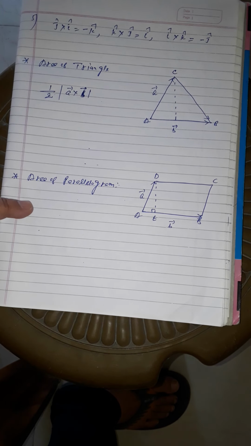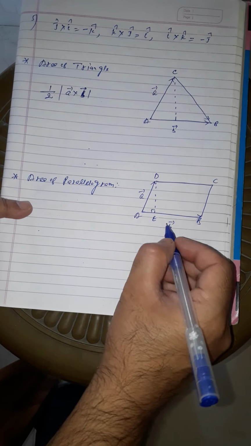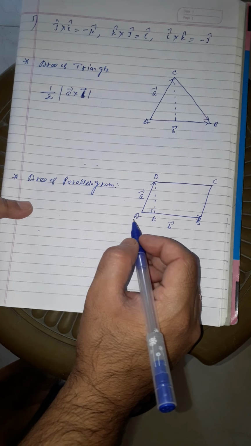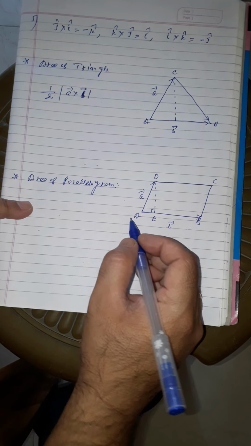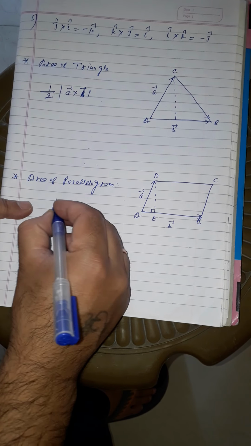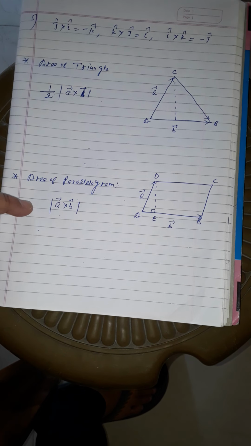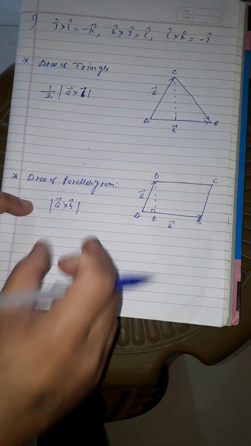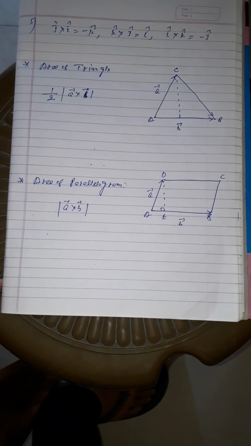Now the next one is the area of the parallelogram. If a and b represent the adjacent sides of the parallelogram, then the area of the parallelogram will be given as the magnitude of a cross b. This is the way, students, by which we can find out the area of the triangle.